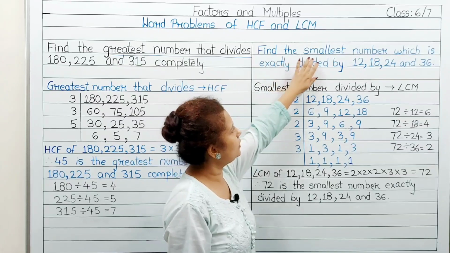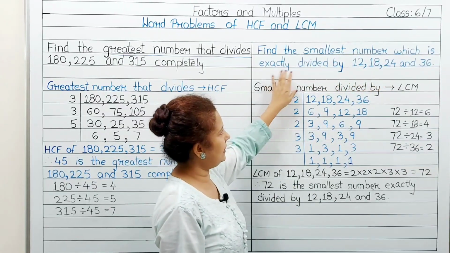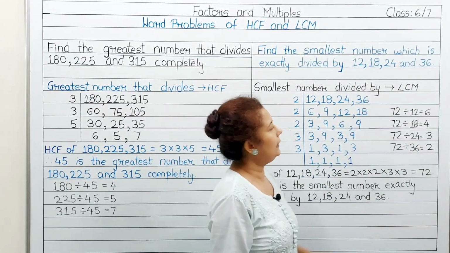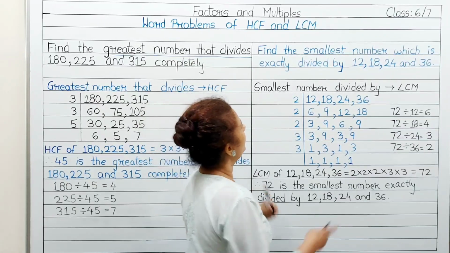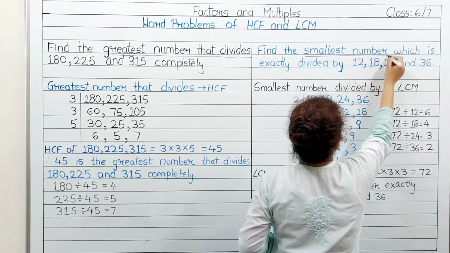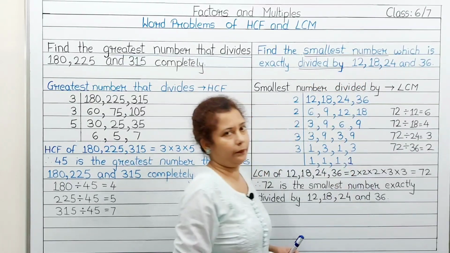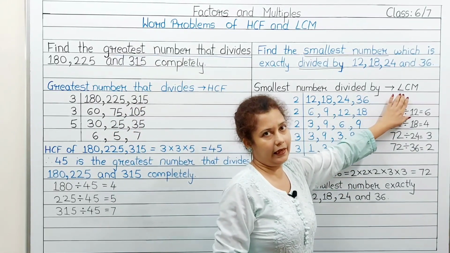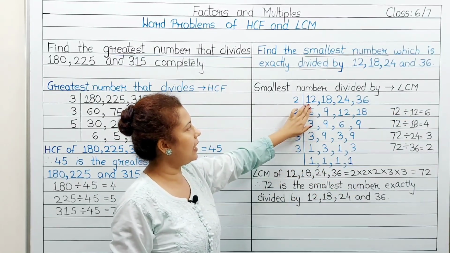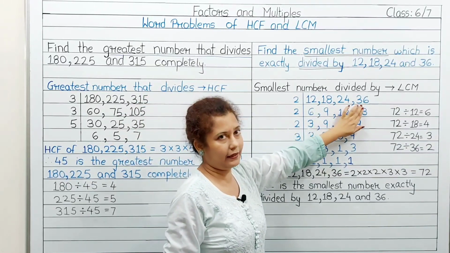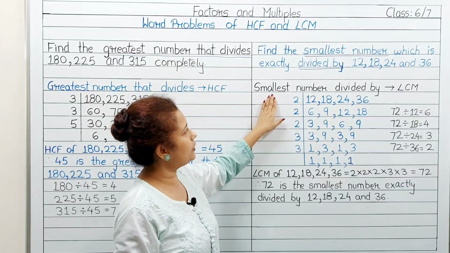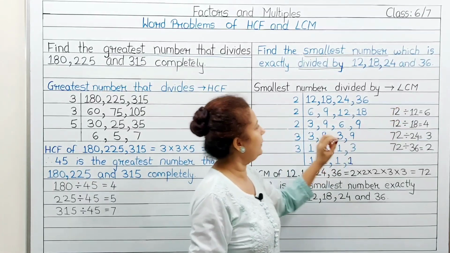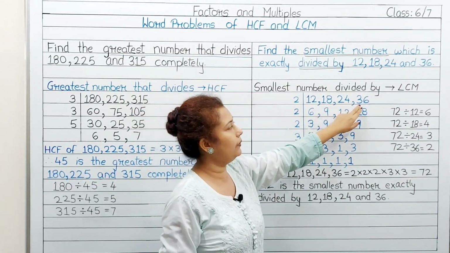Next sum, find the smallest number which is exactly divided by 12, 18, 24 and 36. Here the keywords are smallest number which is divided by. Divided by is given. That means we have to find LCM. So here the given numbers are 12, 18, 24, 36. So the first statement we will write: smallest number divided by, that means we have to find LCM, and LCM of 12, 18, 24, 36.